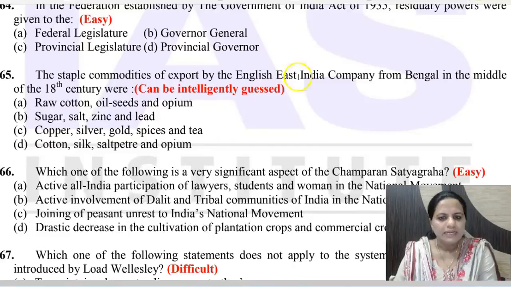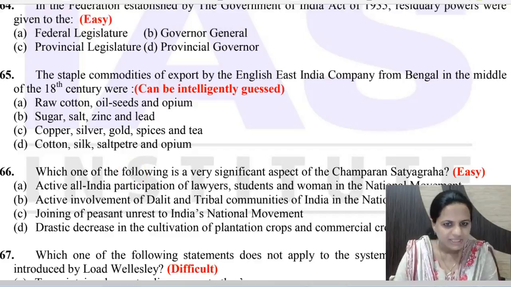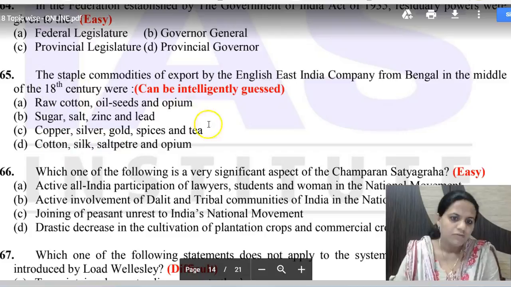Then next is, the staple commodities of export by the English East India Company from Bengal in the middle of the 18th century were... So this seems to be a question based on factual information. But an intelligent guess can be made here, because from Bengal, what would be exported? Of course, cotton would be exported. So raw cotton is there. Opium was also being exported from many places, so that may also be the case.